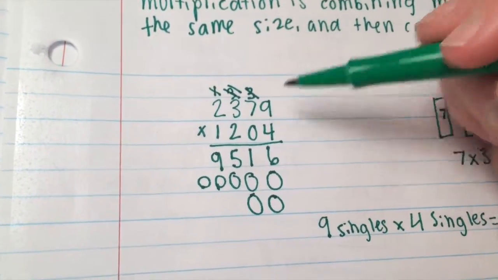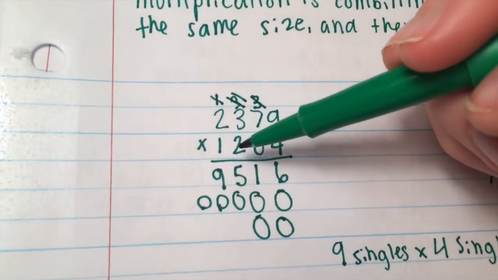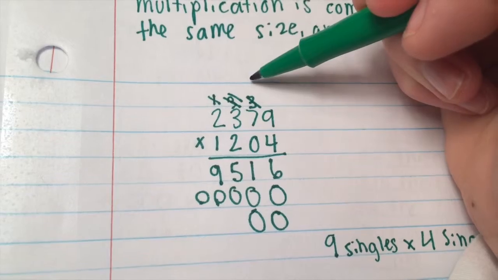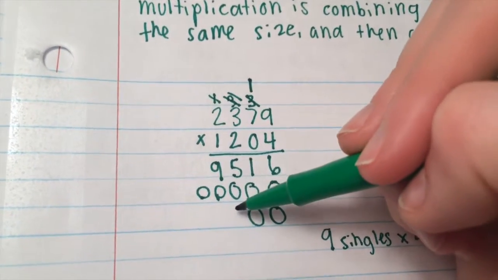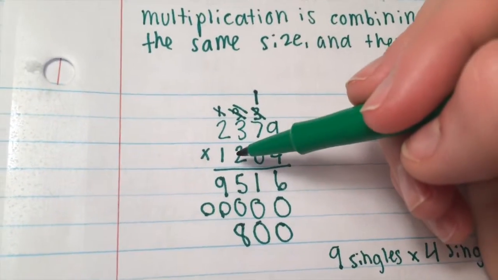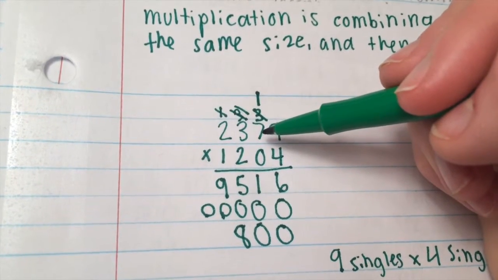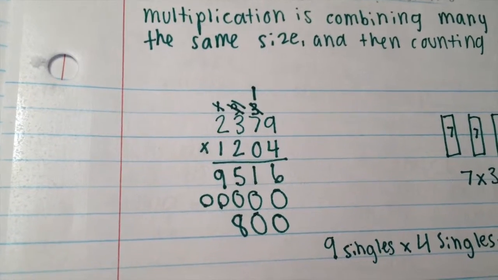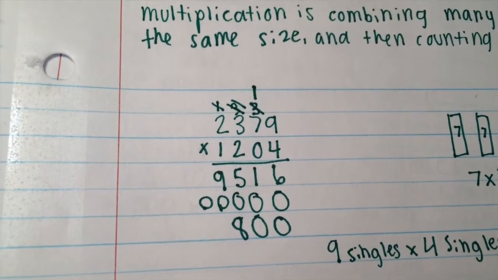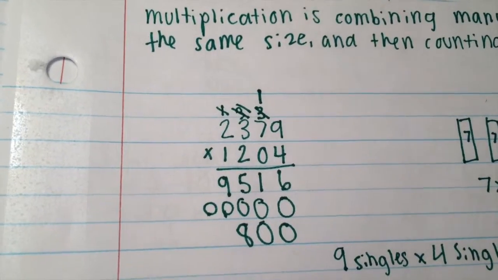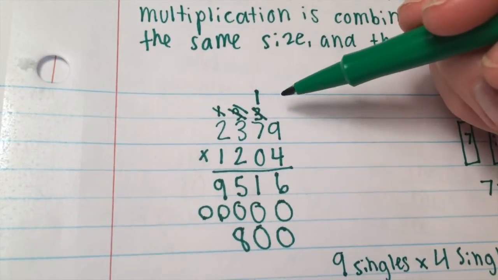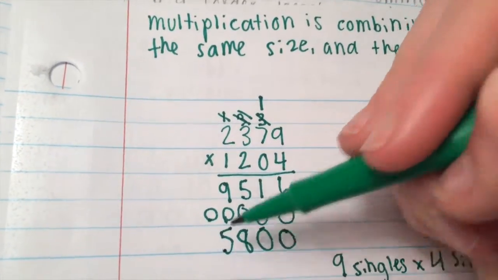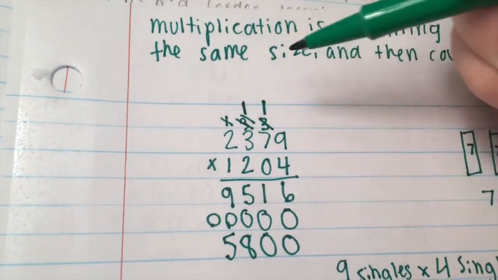So 2 singles times 9 singles. 2 times 9 is 18. So we can carry the 10 or the rod over to the rods column and leave the 8 singles there. 2 times 7 is 14, plus the 1, so 2 times 7 rods plus the 1 rod would be 15 rods, so 15 rods equals 150 singles. So we will keep the 5 rods here and carry the 100 right here.